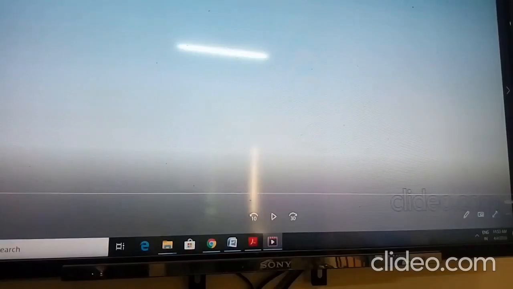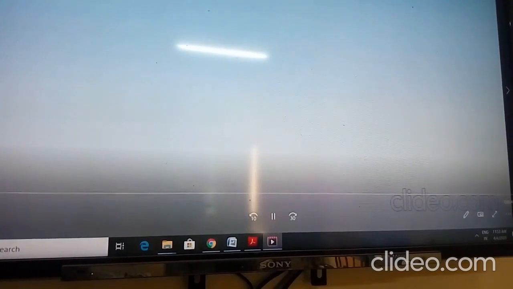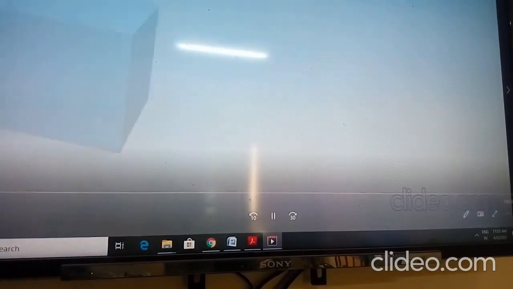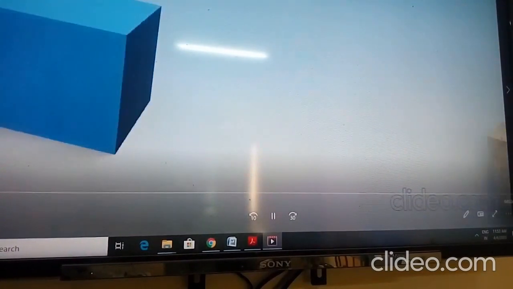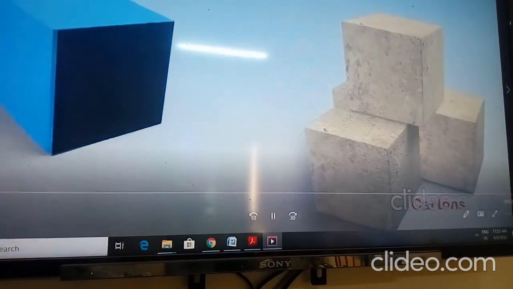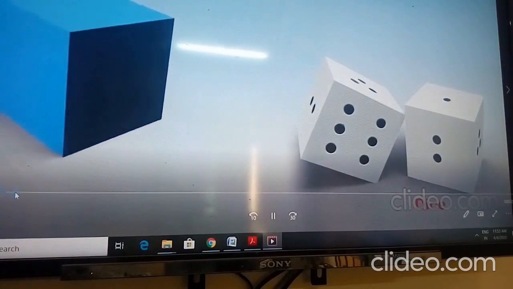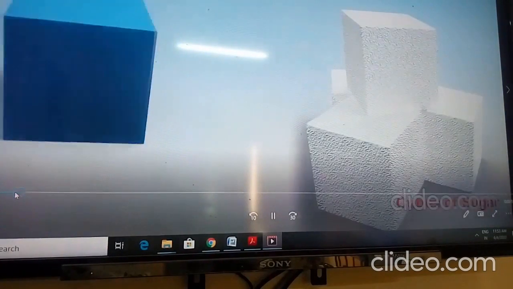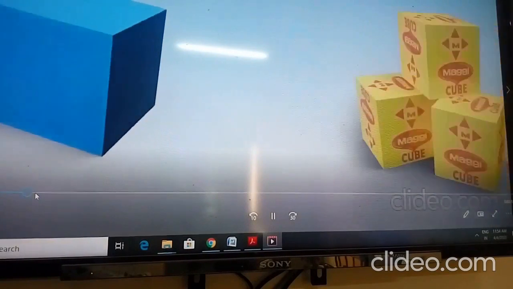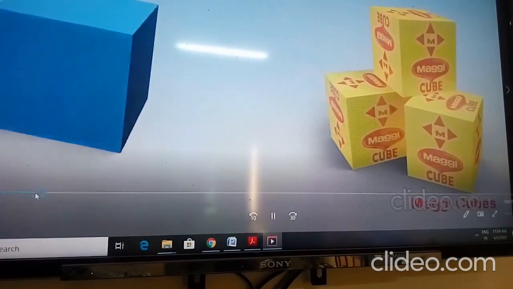Now let us see some real life examples of solid shapes. First one is cube, and we have some real life examples. Cartons. The next one is dice. The next one is sugar cube, etc. And this is Maggi cube, which we use for food.